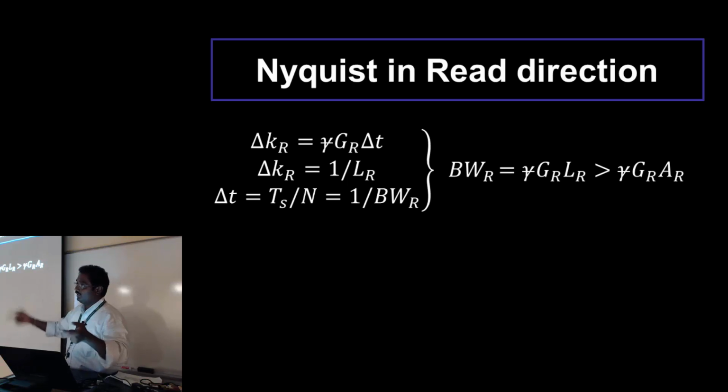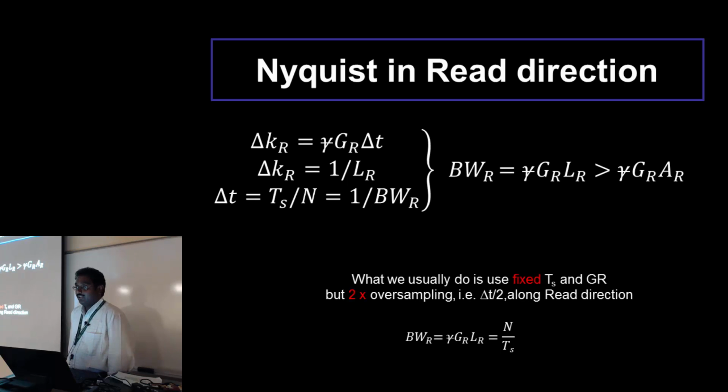The Nyquist relation from signal processing theory says that the sampling frequency should be twice the largest frequency of your signal. So if the largest frequency in your signal is bandwidth divided by 2, then twice that should be your sampling rate. So that becomes 1 by bandwidth is your sampling duration, which is delta T. Sampling rate would be the bandwidth. Is that clear to everybody? Okay, good.